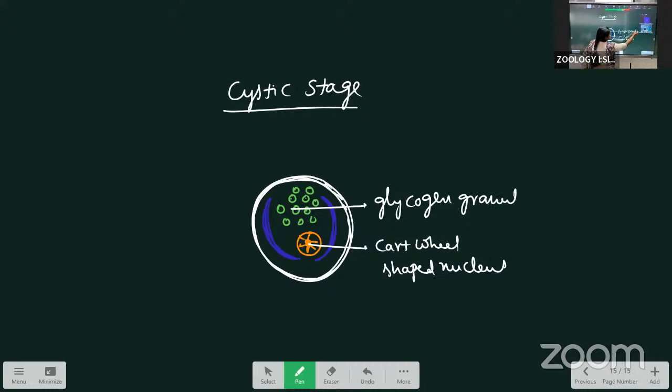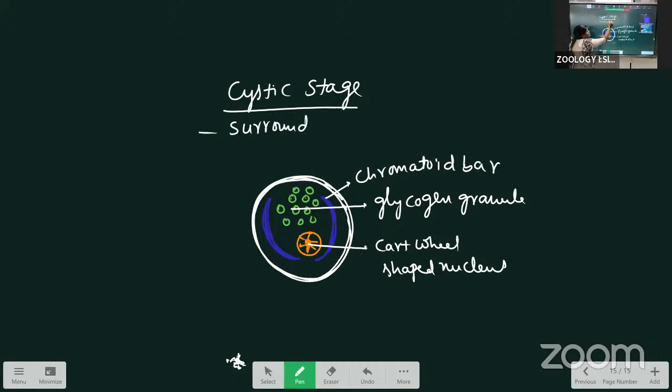Along with the life cycle, for this question, you draw the stages also. The diagrams of the three stages are also important for this answer. Chromatoid bars. The matter is surrounded by the cyst wall. To tide over the unfavorable conditions, they are surrounded by the cyst wall, and it is spherical in shape, not only oval. They are spherical in shape.